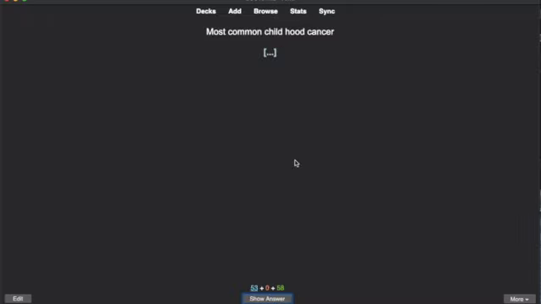Most common childhood cancer. It's supposed to be one word. Most common childhood cancer. Wilms tumor. Oh, acute lymphoblastic leukemia. I wrote this card, and I didn't even remember that. Oh well. I'll see it again. Wait. It's acute lymphoblastic leukemia.